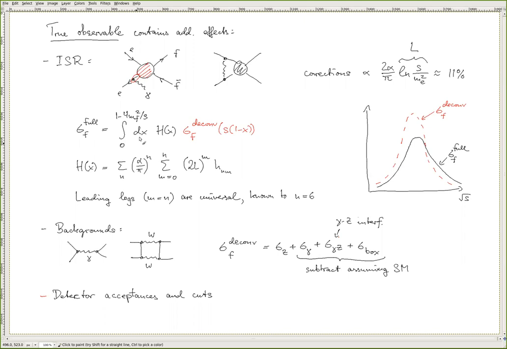And another question, what about Higgs exchanges? Are they suppressed? You bet they are, because for the initial state, they couple to electrons and the Yukawa coupling for electrons is very small. So that's why we can ignore them.